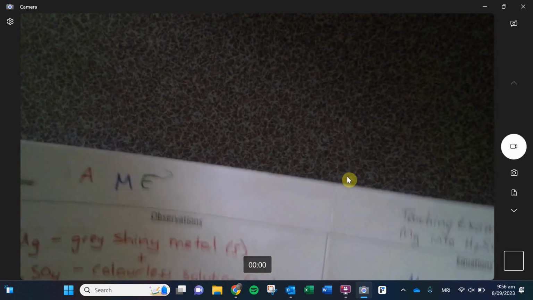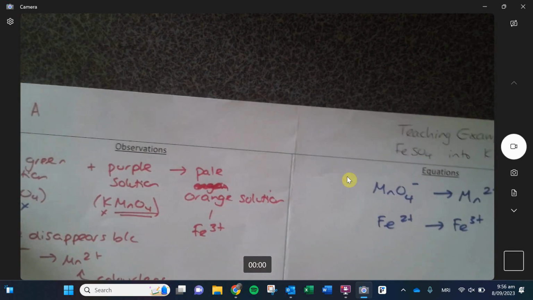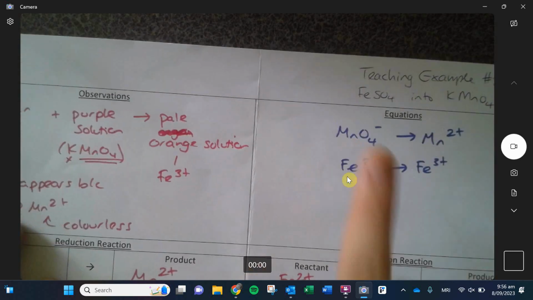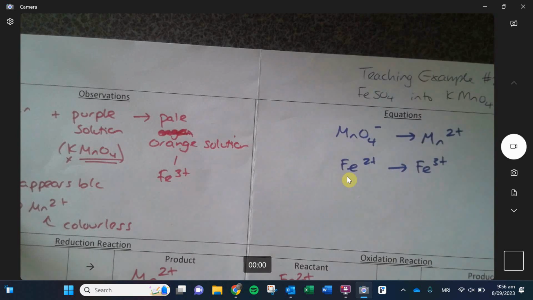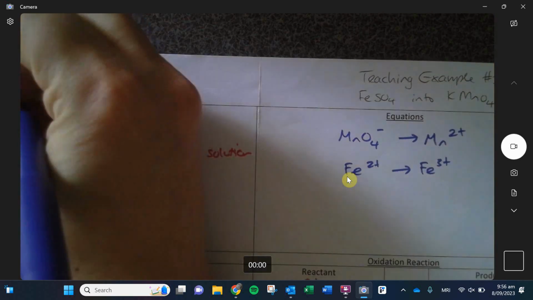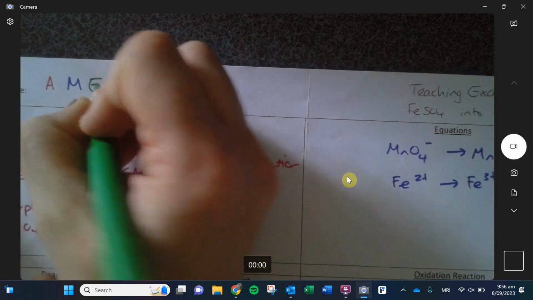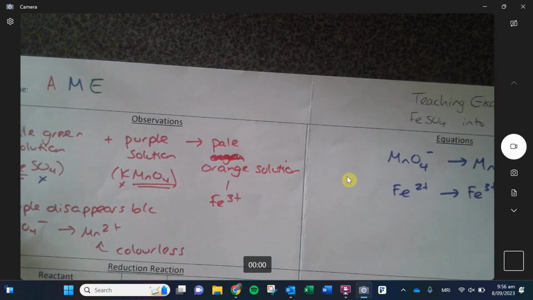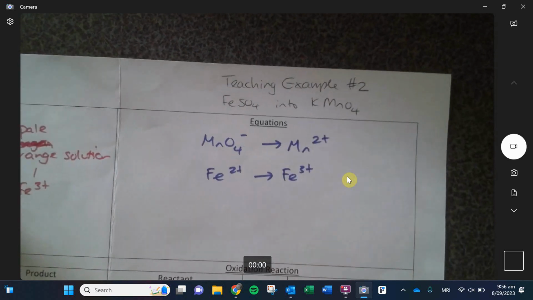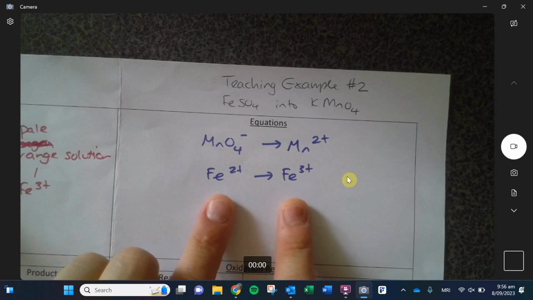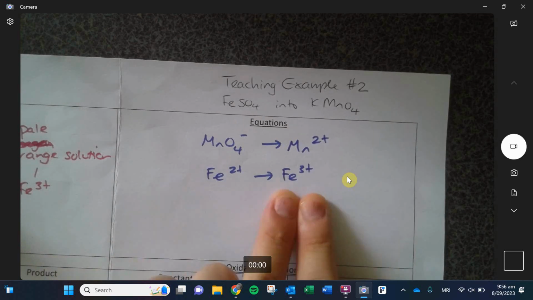Okay, second example that we had. This one's going to be a little bit more complicated because we are dealing with something that does have an oxygen. So just as a reminder, merit I'm writing in blue. Excellence is going to be in green. All right, so let's do the one that's the easy one first, which is our iron. We have iron 2 going to iron 3.